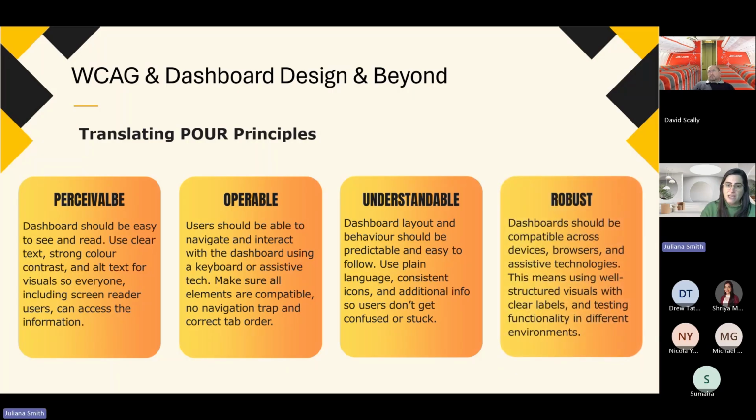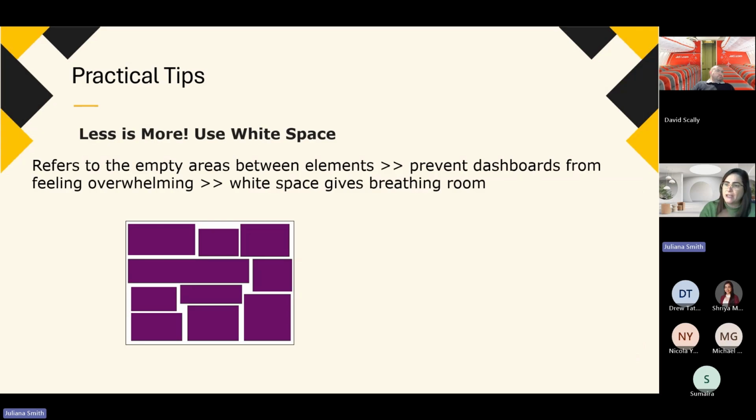And finally, in terms of making content robust, it means that our content should be compatible across devices, browsers, and assistive technologies. This means that we need to design well-structured visuals or content with clear labels, and we should test the functionality in different environments. So that could be, for example, testing on a desktop as well as on a smaller screen. So here are some practical tips on how we can make sure we at least get started complying with the POUR principles.